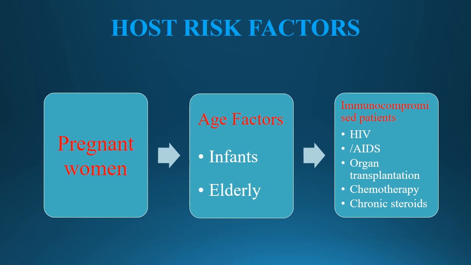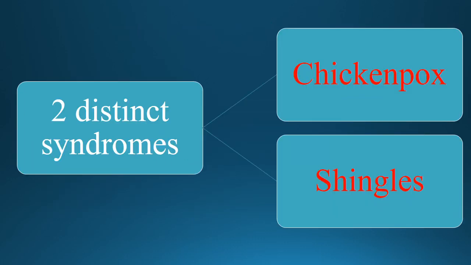Host risk factors of Varicella zoster virus: it mainly affects pregnant women, and the age factor includes infants and the elderly. Immunocompromised patients include those with HIV, AIDS, organ transplantation, chemotherapy and chronic steroids. Clinical syndromes of Varicella zoster virus: it exhibits two distinct syndromes. They are chickenpox and shingles.